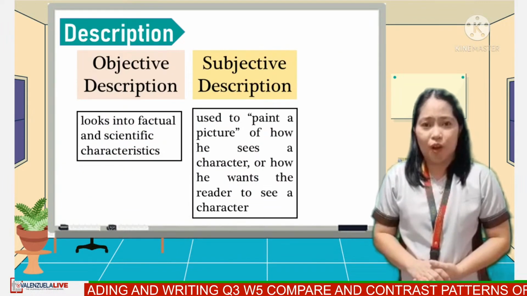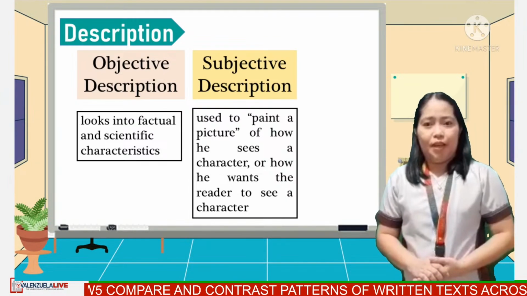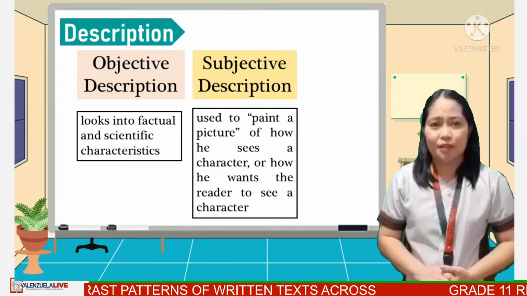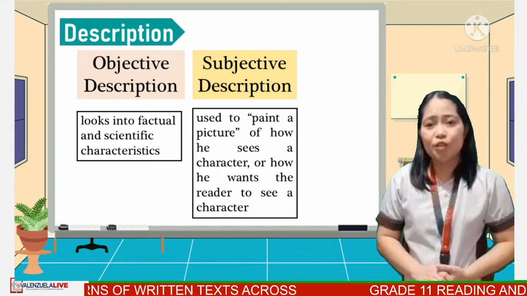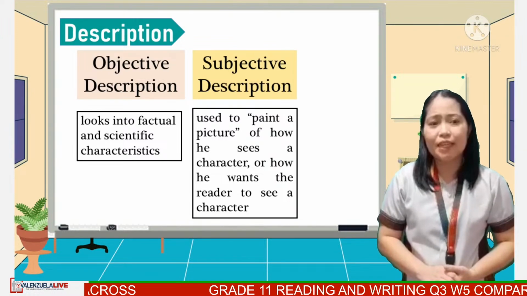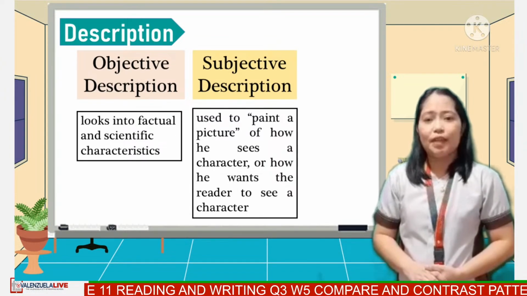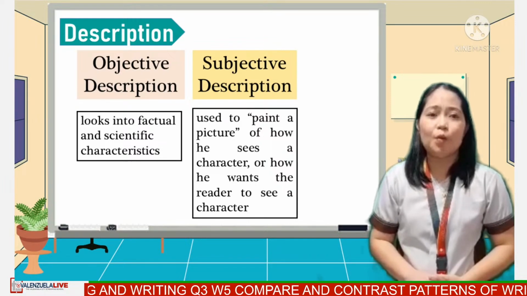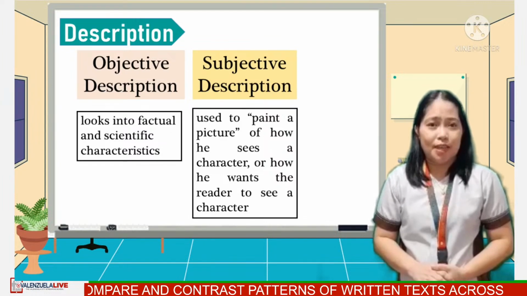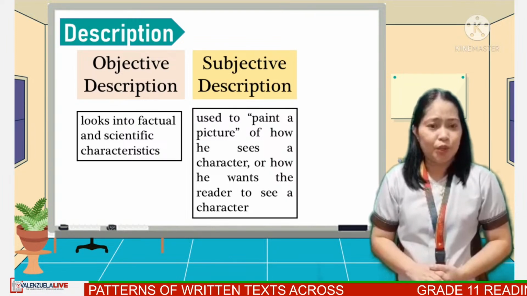There are two types of description: objective and subjective description. In the objective description, it looks into factual and scientific characteristics. It is used in reportorial and scientific writing or other writing in which the goal is to present an objective picture of an object or scene. In these writing situations, the writer attempts to stay away from emotional impressions or responses and instead report what is seen. On the other hand, writers use subjective description in fiction.